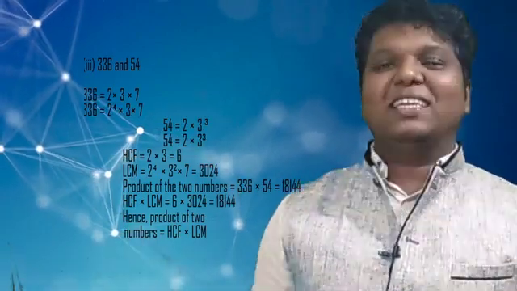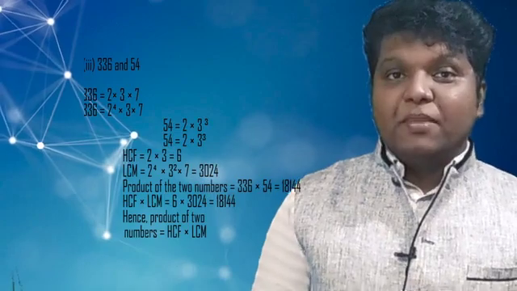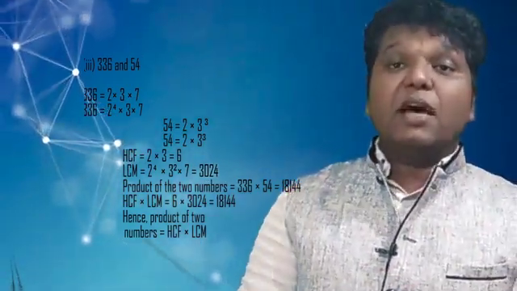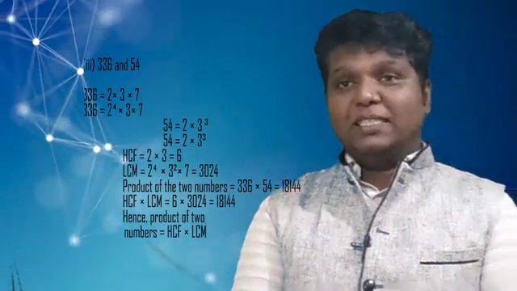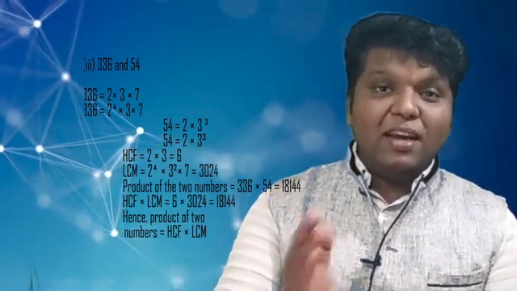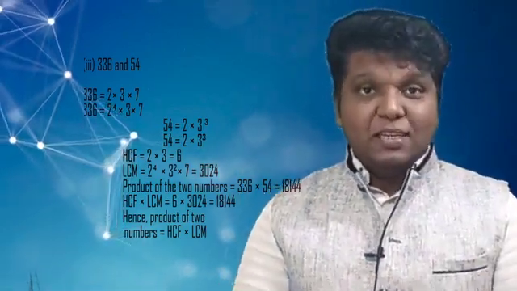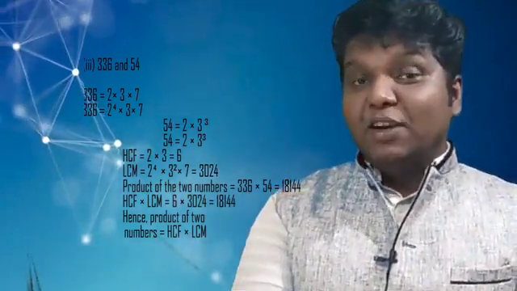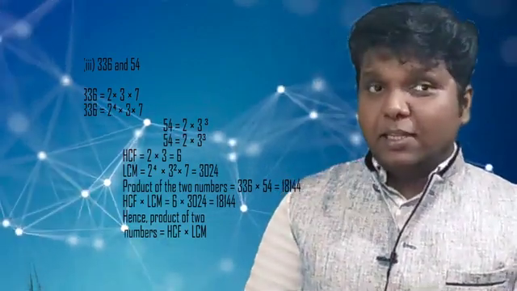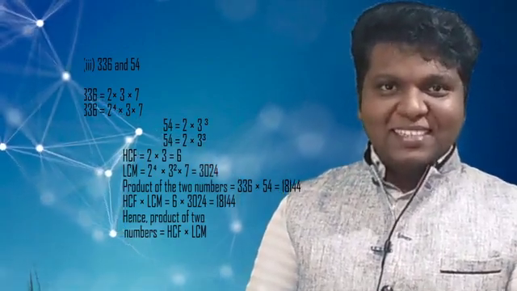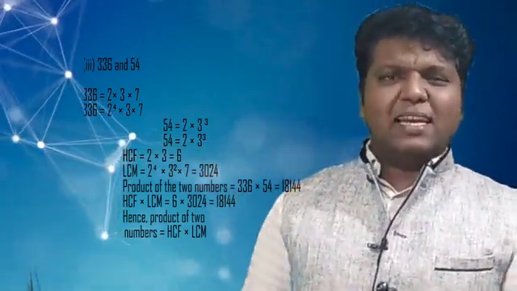Verification. Let's go with verification. What should we verify? LCM into HCF, right? So here LCM into HCF means 3024 into 6. How much is it? 18,144. You got it. So let us check whether it's exactly the same number which we get when we are multiplying those two numbers. Let us check it. So what are the numbers? 336 and 54. Now let us multiply them together. Multiplying, yes, you got exactly the same number.